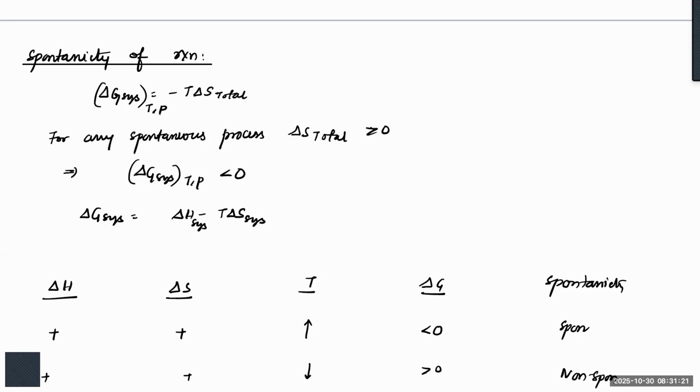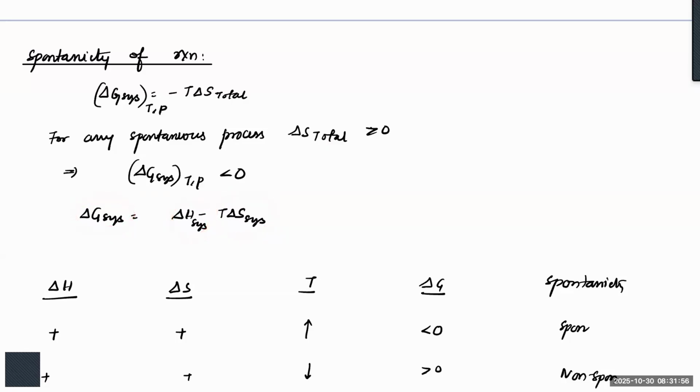Next, see what is the spontaneity of the reaction? Delta G at constant temperature and pressure can be written as minus T delta S of the total. Again, I'm not getting into the derivation directly. You should remember this. If a process is spontaneous, then we say delta S total should be greater than zero. If this is greater than zero, delta G of the system should be less than zero.